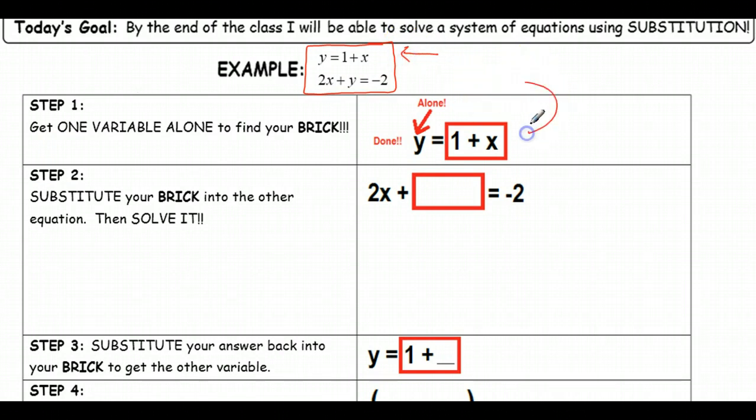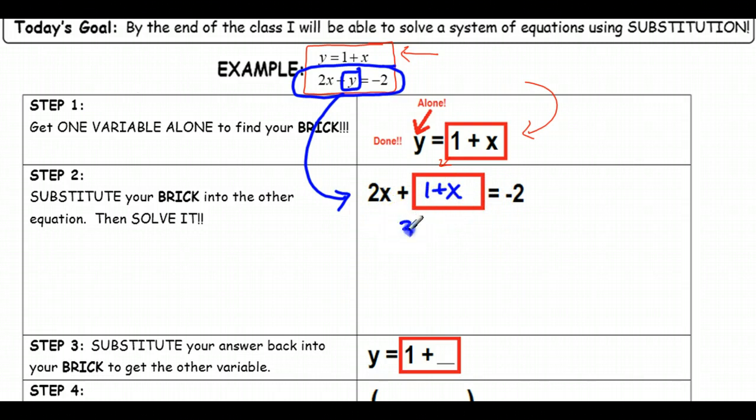So here you see it written again, y equals 1 plus x. What we're saying here is that the value of y is 1 plus x. So we can take that value and plug it into our other equation where y would be. So if you notice, in the equation 2x plus y, which I'm now rewriting here, instead of writing y, I place my brick, which is 1 plus x. And I'm going to go ahead and simplify this problem.